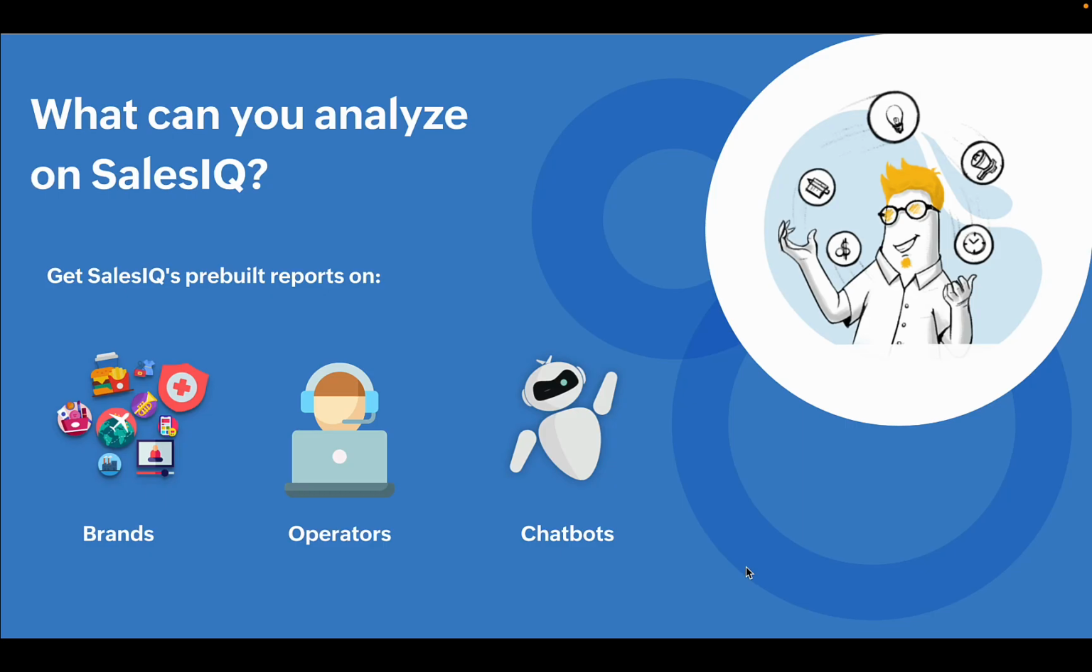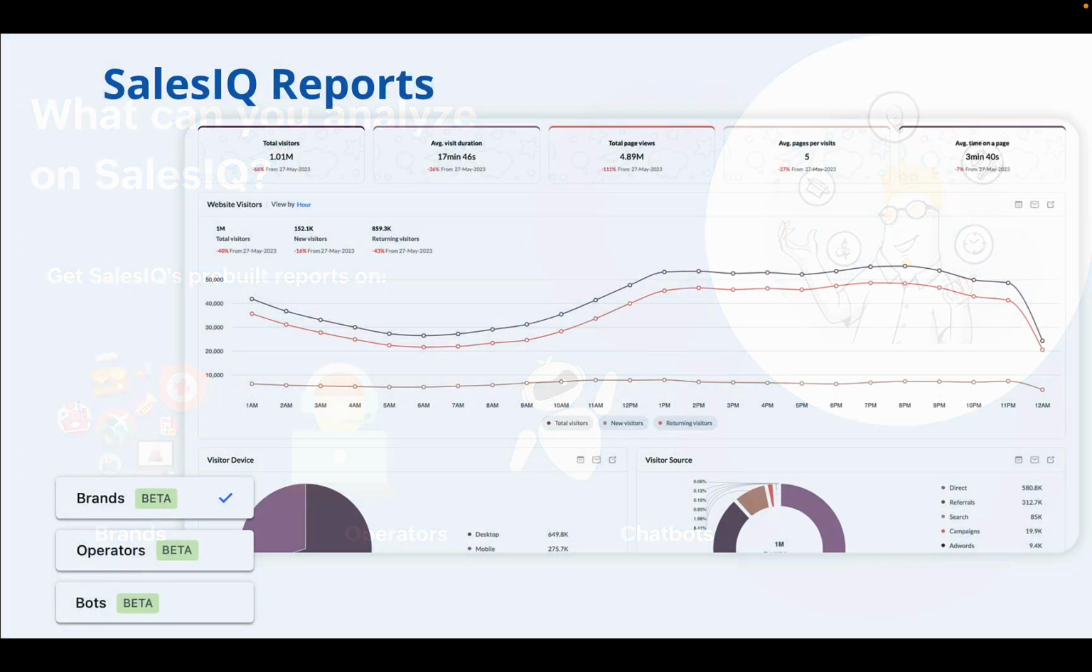Now, we have talked about the concepts we will be analyzing. We've talked about brands, operators, bots, visitors, chats, and feedback. This is what SalesIQ is all about. The purpose of SalesIQ is connecting and engaging with your website visitors and converting them to customers. Along these lines, those are the concepts we will be measuring in the reports dashboard.